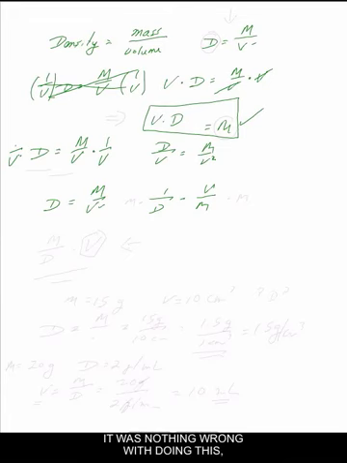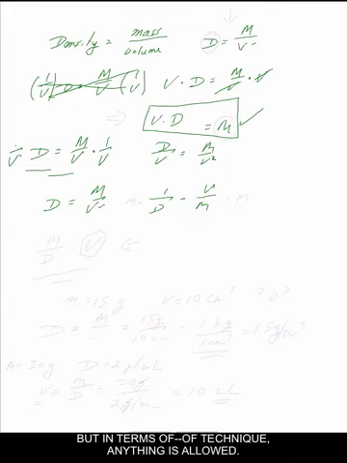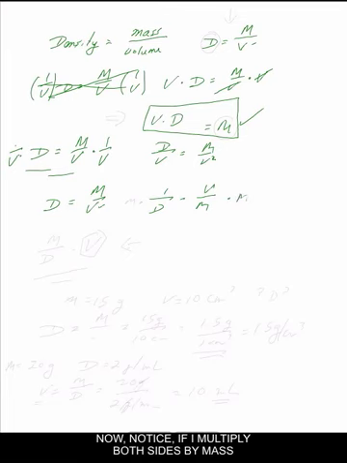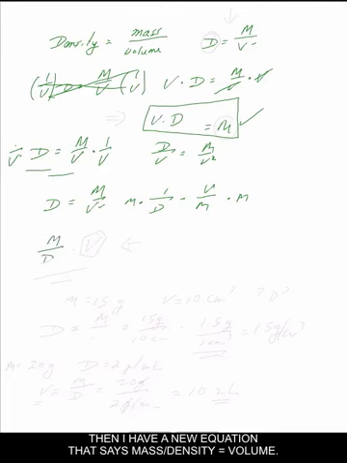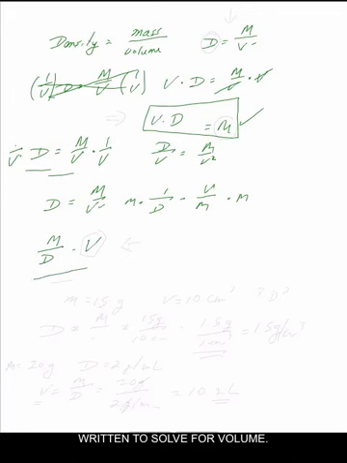There was nothing wrong with doing this, but it's just that it doesn't lead you anywhere. And that's the other part about algebra, is doing things that lead you somewhere. But in terms of a technique, anything is allowed. So I'm taking the inverse of both sides of this equation, flipping it, in other words, on both sides, because I'm looking for volume. Now notice if I multiply both sides by mass, then I have a new equation that says mass over density equals volume.